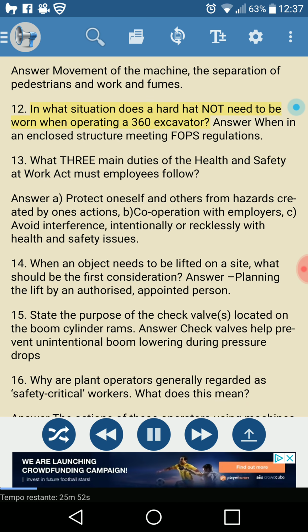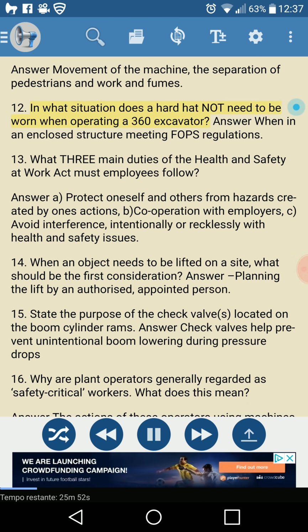12. In what situation does a hard hat not need to be worn when operating a 360 excavator? Answer: when in an enclosed structure meeting FOPS regulations.